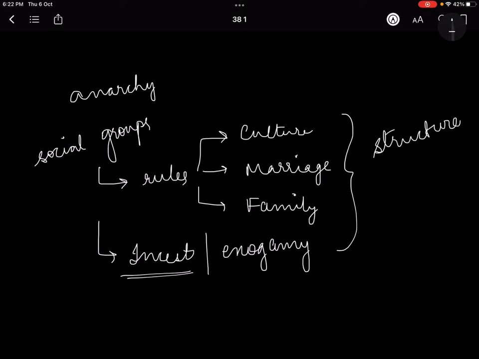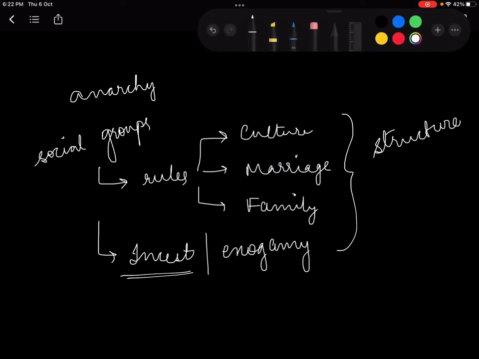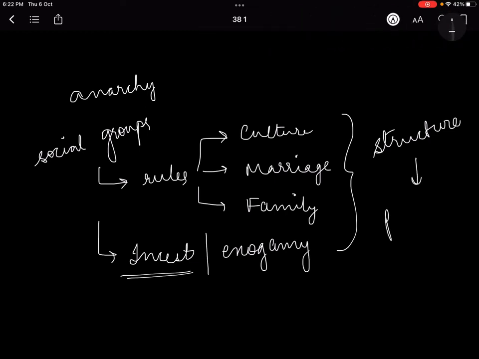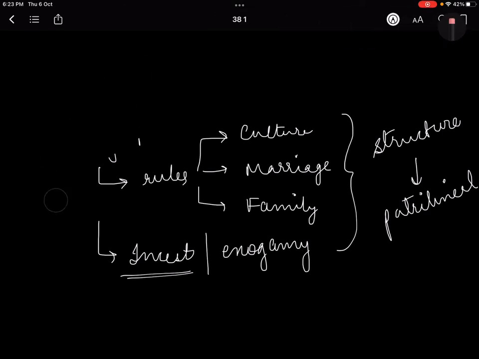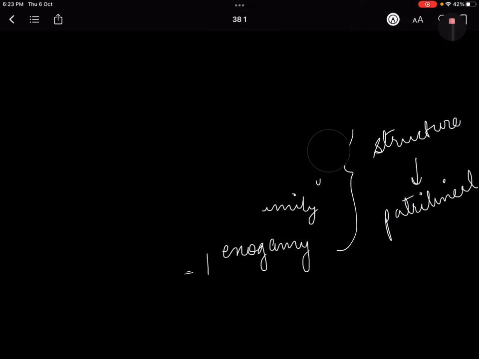So what Claude Lévi-Strauss believes is that the earlier societies that were made, that were structured also, were patrilineal societies. So सबसे पहले the initial groupings that came in were patrilineal groupings, right? So in patrilineal groupings, obviously it's a male dominated kind of society, and they understood that if you have to survive, you need to constantly increase your alliances.